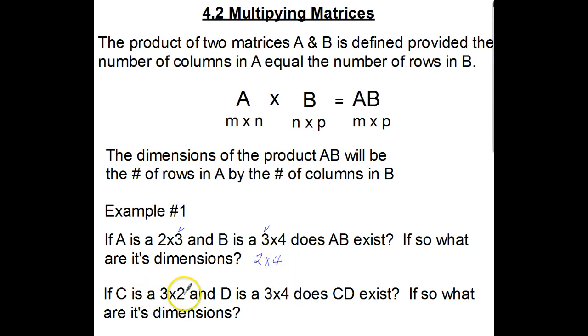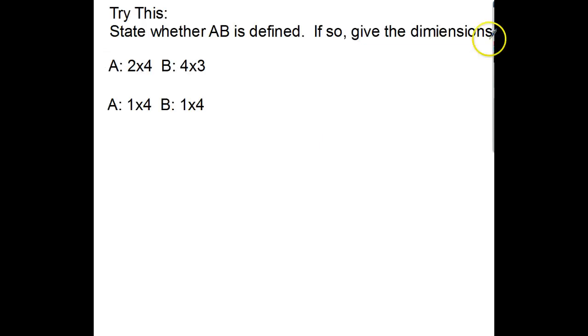If C is a 3 by 2 and D is a 3 by 4, does CD exist? Well, we check the columns of the first and the rows of the second. They have to be equal, and they don't, so CD does not exist. Try a couple of these.